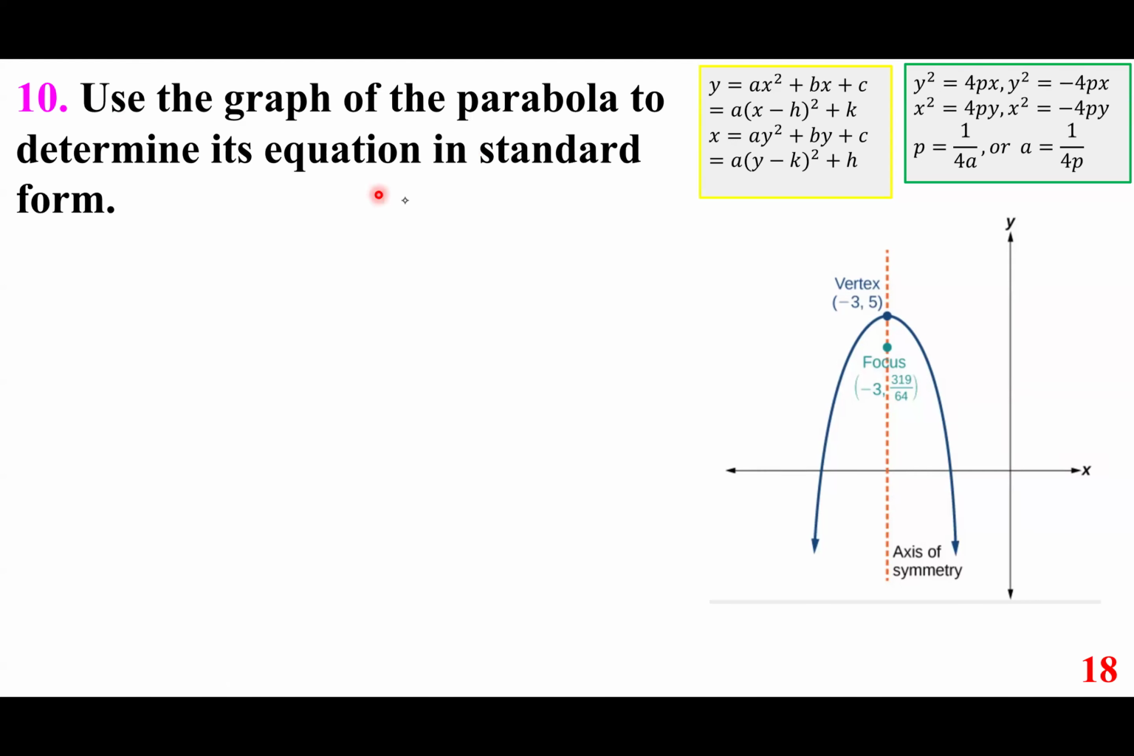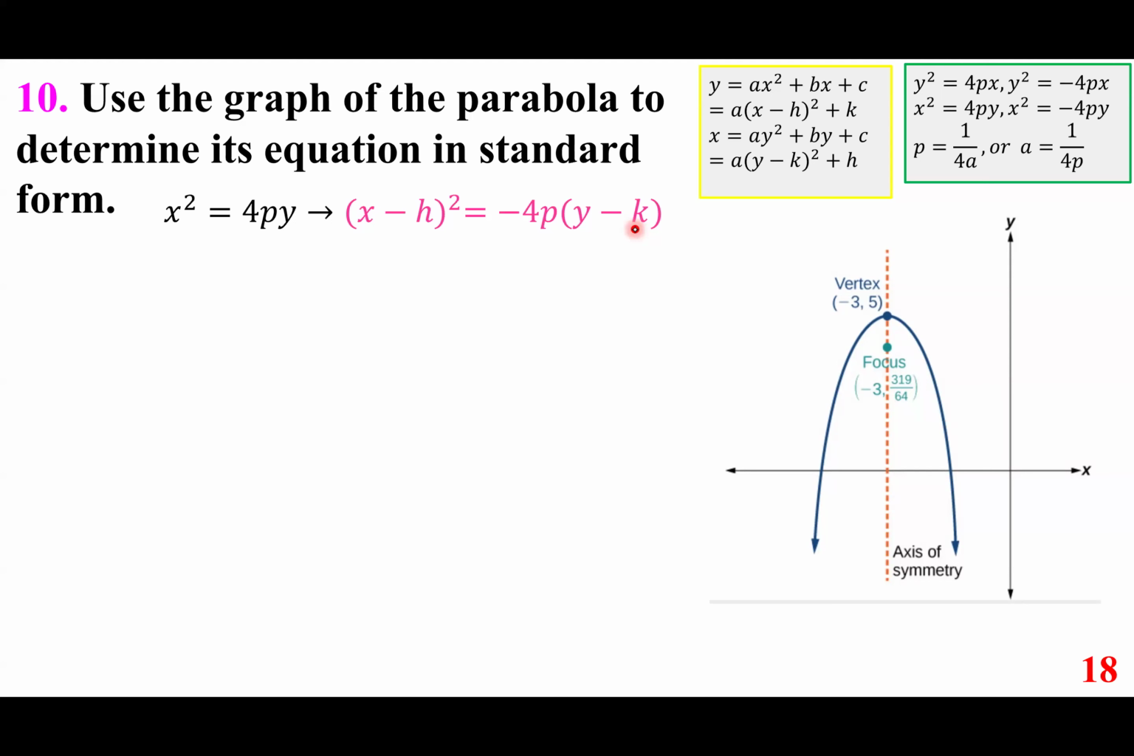Use the graph of the parabola to determine its equation in standard form. This is given. So the parabola opens down. So we can say x squared equals 4py, or x minus h squared equals minus 4p times y minus k. That's the equation. Or you can even go with y equals a times x minus h quantity squared plus k. I'm going to discuss both methods quickly. So you don't even have to go this route.